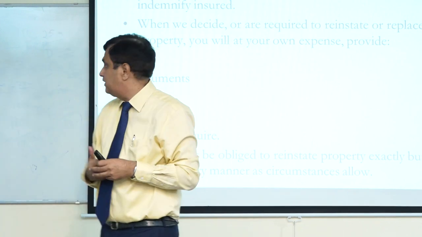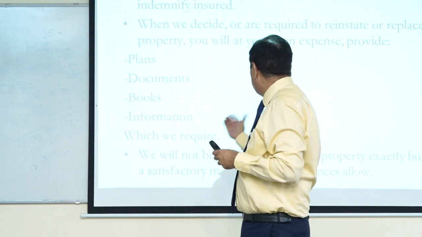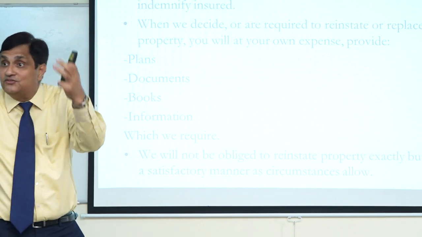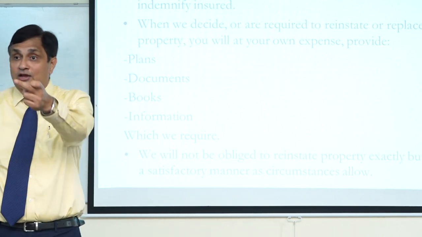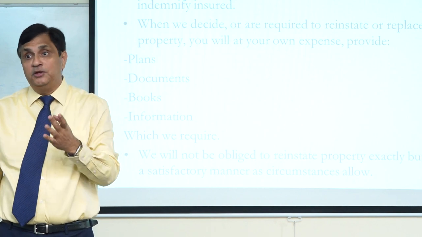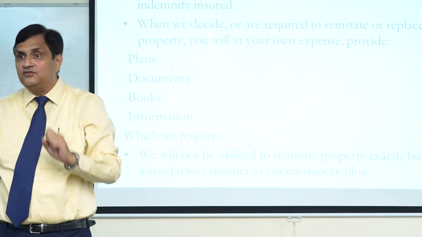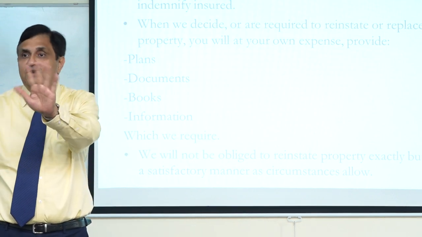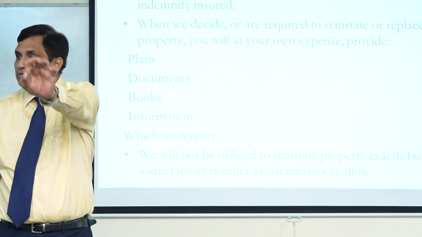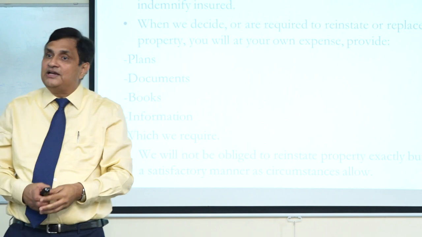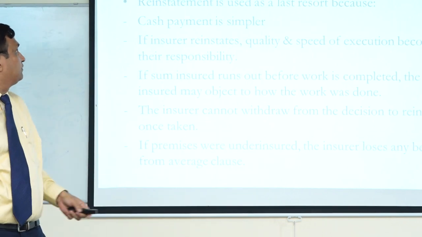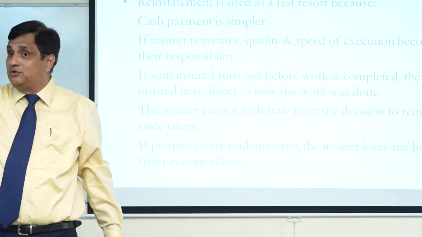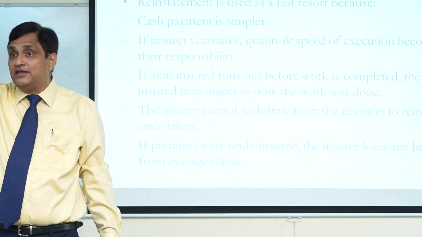The next thing is that we will not be obliged to reinstate the property exactly but only in a satisfactory manner as circumstances allow. If I take over, the client will say, you told me you will bring it back to the same condition, it is not in the same condition. So, again, we put a condition in the policy, we say as satisfactory as possible, not exactly. This is how insurance companies protect themselves by putting in clauses. The maximum amount we will pay in respect of one item will be the sum insured. Do you understand? The sum insured is always the limit. I am not going to spend more than the sum insured.